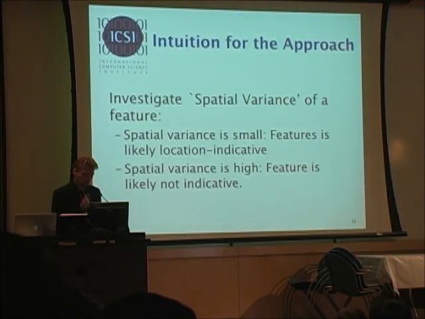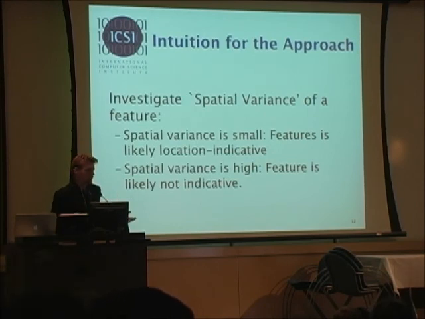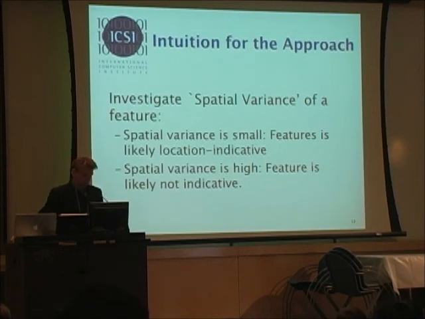So before I do this, the intuition of the approach is to investigate the spatial variance of features. Basically, if some feature in the training set occurs only in a certain place, it's probably spatially dependent. If it occurs all over the globe, it's probably spatially independent and not indicative of the location. So let's look at the video again with a little more information.